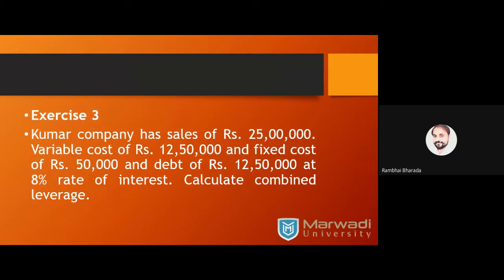So now first we calculate operating leverage. What is the formula for operating leverage? C upon OP, contribution upon operating profit. Here contribution is equal to sales minus variable cost, and operating profit is equal to sales minus total cost.